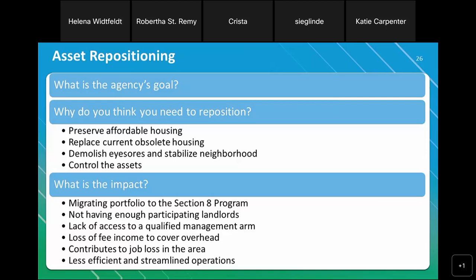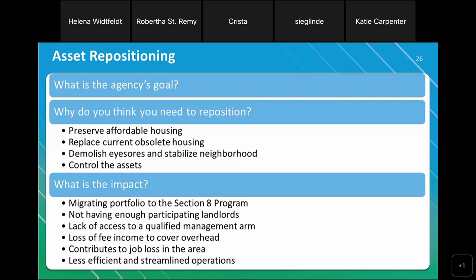But many housing authorities also have learned and said, well, we don't want to just give it away. We had private management. It doesn't work for us. We want to control the assets. So this is something that has to be part of the question as far as the agency goal, or why to do asset repositioning. What are the impacts when we do that?